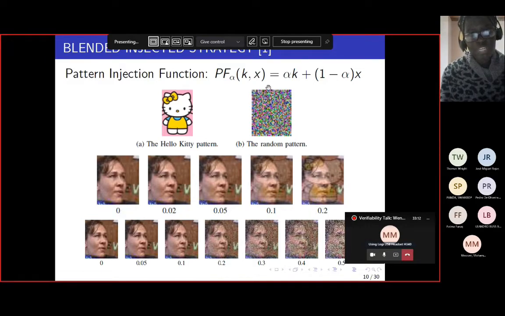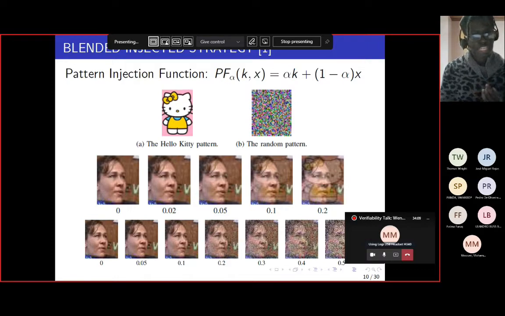When alpha is equal to zero, as you can see in your pattern injection function, it gives you the input sample, which is in the input space. As you increase your alpha, you see that for large alpha, you can see the Hello Kitty pattern, and you don't want that. You want this pattern to be unrecognizable when you're running it through the deep neural network. They found that a blending ratio of 0.02 was enough to get an attack success rate greater than 83%. It was small enough so that the key pattern is not detected, and enough to give you a high attack success rate.